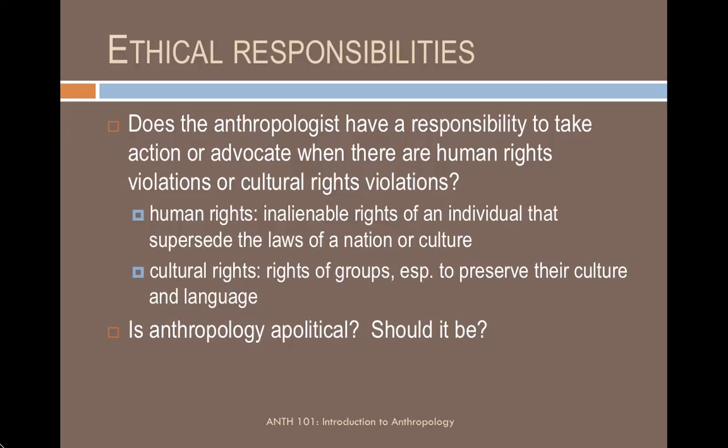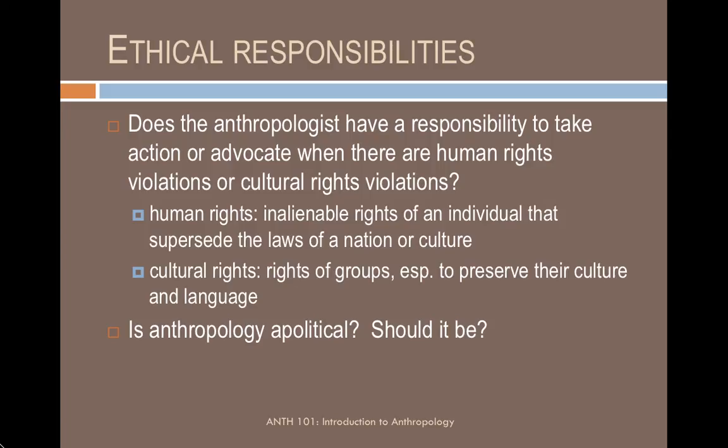So anthropology in that way can be a very political act. This is an example of where anthropology moves away from that purely objective, unbiased perspective, and we can be agents of change as long as the people we're working with want that change for themselves.